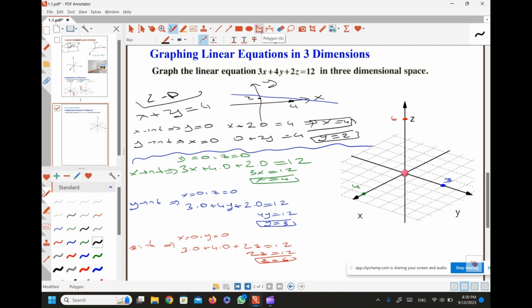Can I use straight lines? Let me see. Maybe I can. Yes. And 4, 2, 3. Yes, here it is. This is our answer. This is how we graph a linear equation in 3D. So this triangular plane figure will be the graph of this linear equation in 3D. Easy, right?